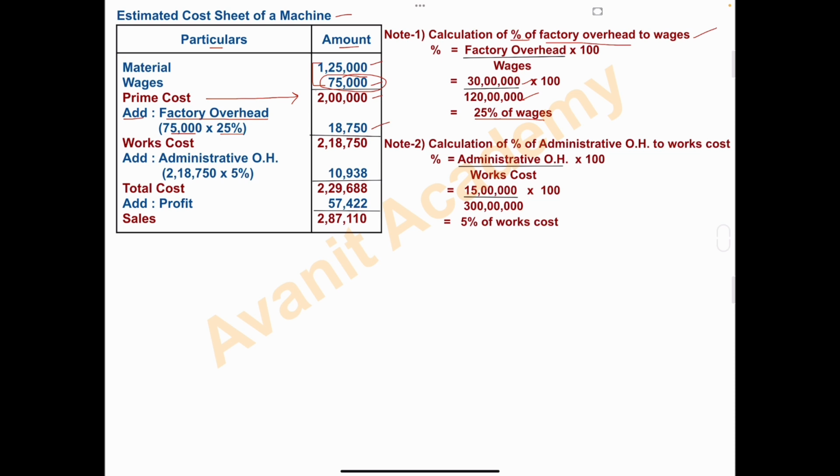For this calculation, how much factory overhead do we have to charge? 25% of wages. In this estimated cost sheet, the wages amount is 75,000, so 25% of 75,000 we have to take as factory overhead, that is 18,750. Add these two amounts and the total will be 2,18,750. This is called works cost.